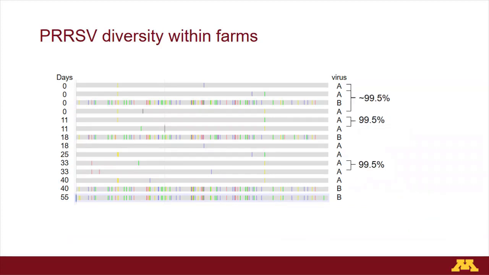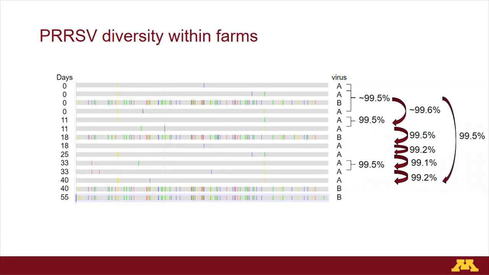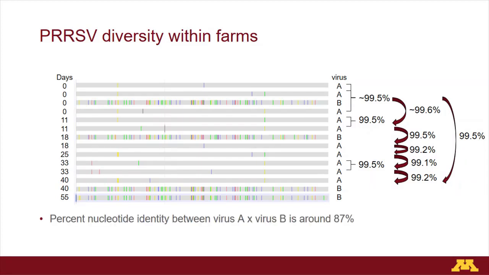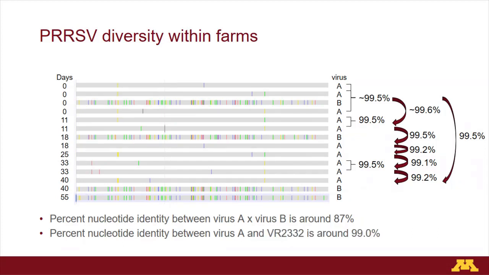And then if you look at virus A, which had multiple samplings within the same time point, we can see that even within the same time frame, we have a lot of diversity as well. So the virus was rarely 100% identical. But overall, this particular virus was perhaps a little bit more stable, and we didn't see that many differences during that period. So just out of curiosity, percent nucleotide identity between virus A and virus B was around 87%, and virus A was similar to VR2332.